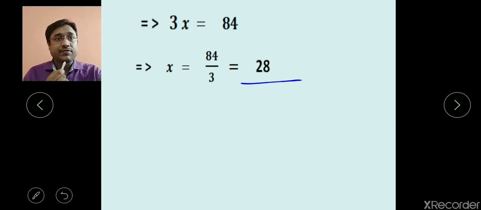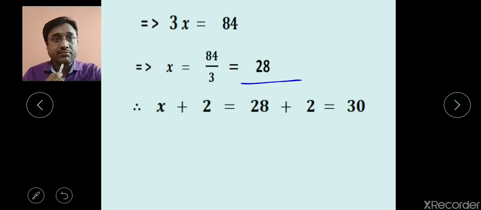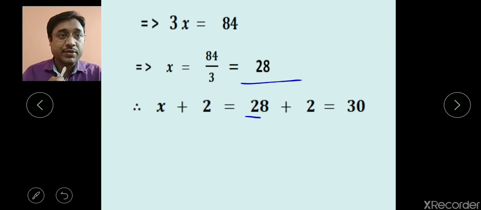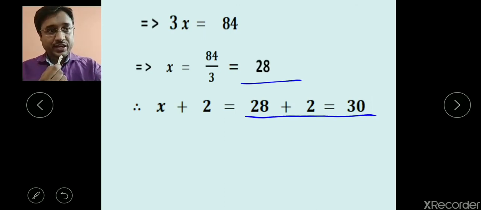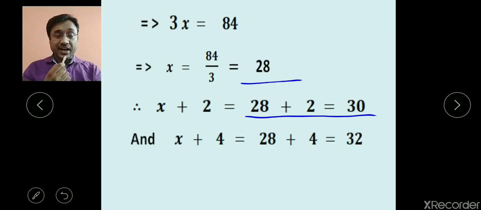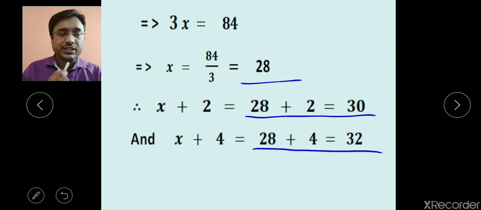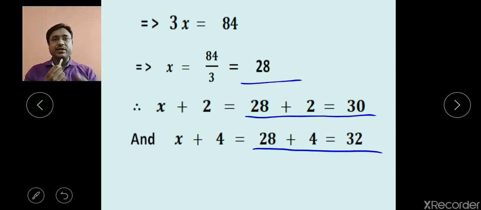This is the first number out of the three even numbers. The second number is x plus 2, that means 28 plus 2 is 30. First number is x, second number is x plus 2, and third number is x plus 4, as we have assumed here in the question. Now the third number is x plus 4, which means 28 plus 4 is 32. So these are the required numbers, which are 28, 30 and 32.